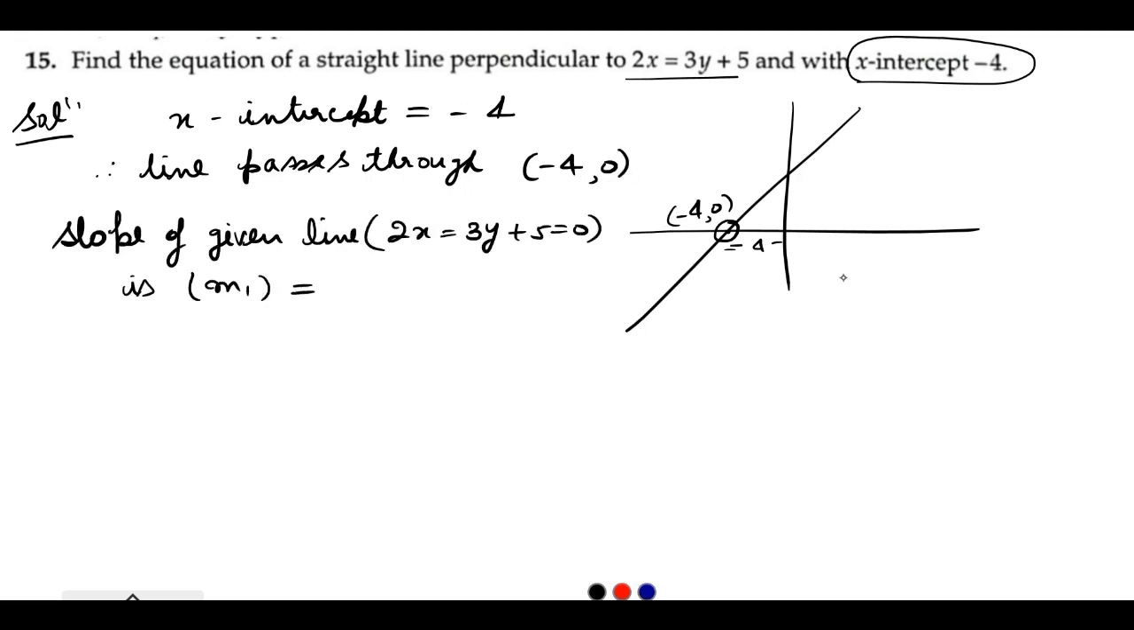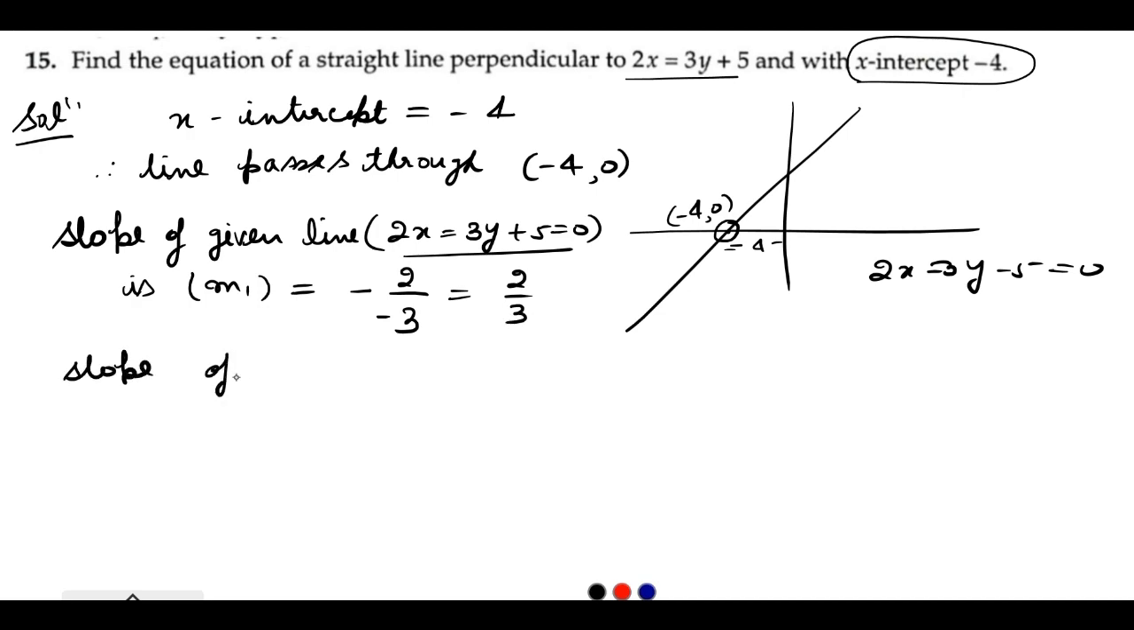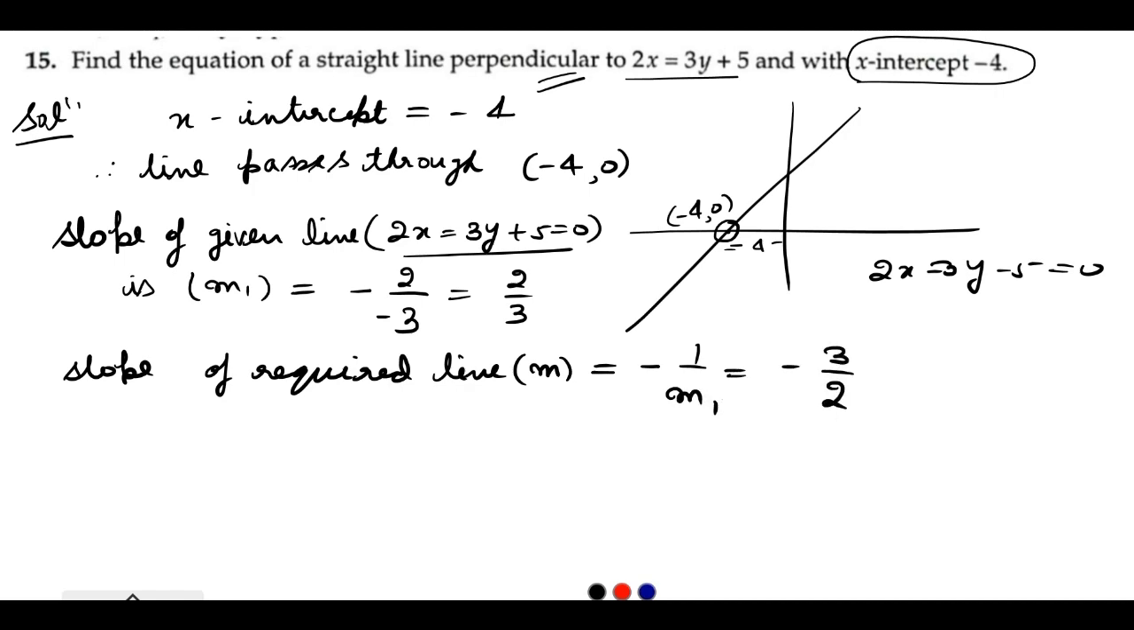For this, first of all, convert this equation in general form: 2x − 3y − 5 = 0. Now, slope is equal to minus coefficient of x divided by coefficient of y, that is 2/3. And slope of required line is perpendicular to given line, means minus 1 upon m1, that is −3/2.